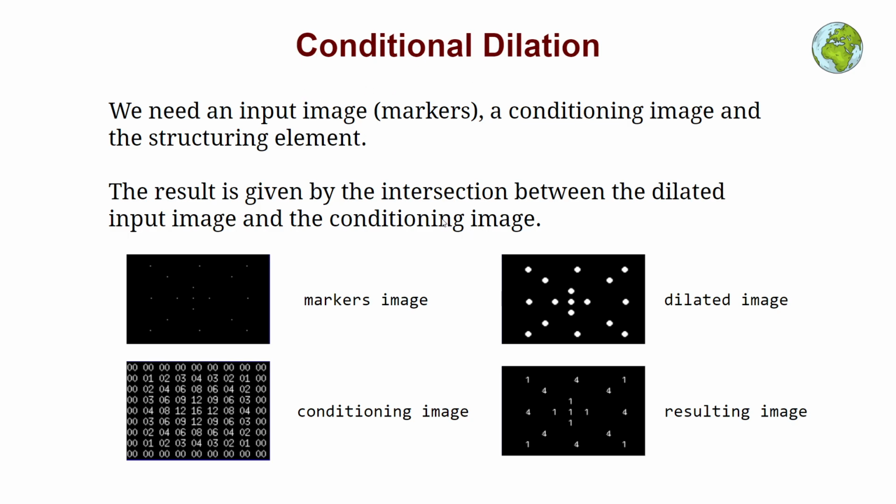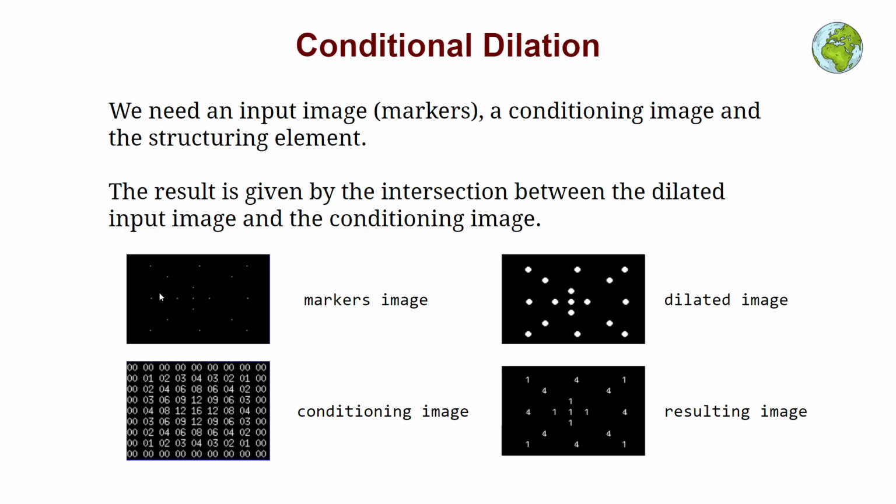This is nothing more than an operation that we can apply to an image with the help of another image and obtain a new resulting image. To perform the conditional dilation, we need an input image that we will call the markers image. We will explain this in a bit. We also need a conditioning image and the structuring element. Remember, the structuring element is nothing more than the shape of the dilation, right?